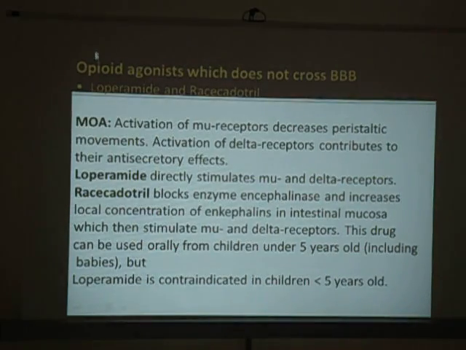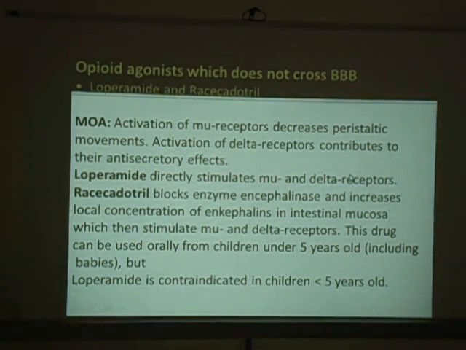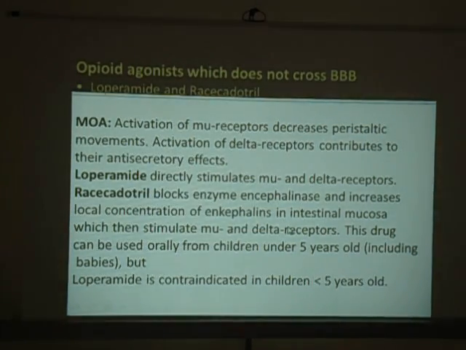Okay, so racecadotril can block the enzyme enkephalinase and increases the local concentration of the enkephalins within the intestinal mucosa, which can then stimulate mu and delta receptors, and it can be used for children less than 5 years of age.